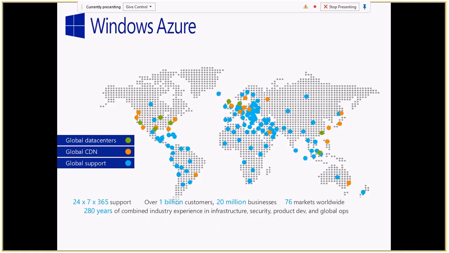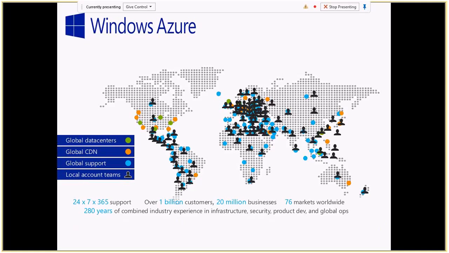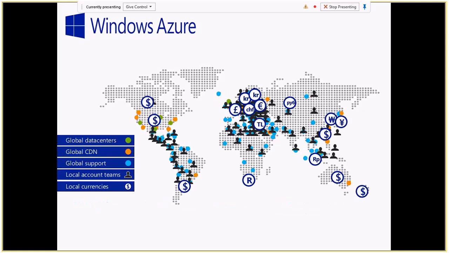As I said before, Azure is 24/7, 365 days a year. Our data centers host over 1 billion customers and 20 million businesses. We are in 76 markets worldwide. And when you think of the experience of all the folks working within our data centers, it's 280 years of combined industry experience. Pretty amazing. And then again, if your organization needs to do anything in local currency within Azure, I think we're up to 19 different currencies that we support as well. So you can very much take advantage of where your organization sits today, whether it's here in the U.S. or outside of the U.S.